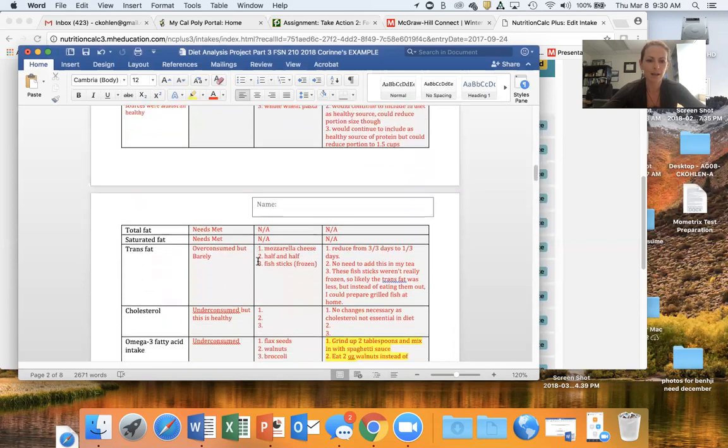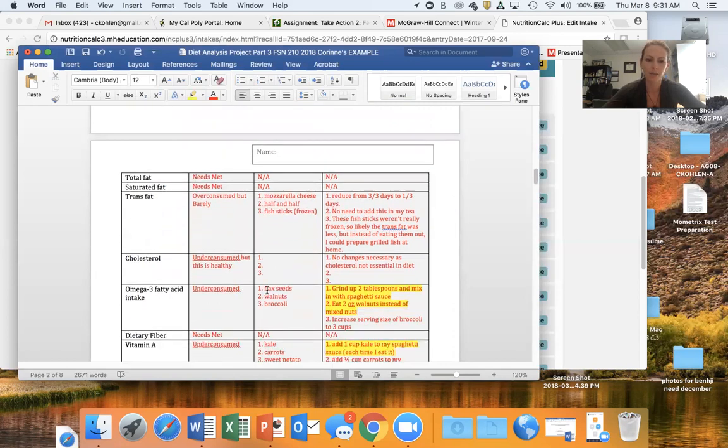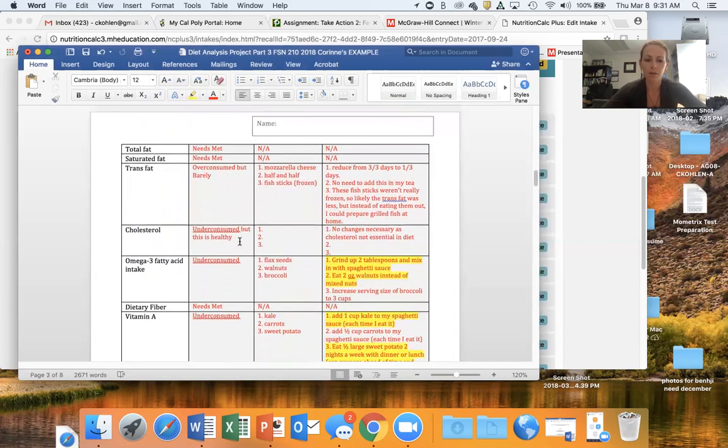Total fat, saturated fat, I met my needs. Trans fat, I did overconsume, but barely. So I wrote about it here. Although in my diet analysis, I entered fish sticks. I didn't actually eat fish sticks. I ate fish tacos with fried fish in them, but that was the closest thing I could find. So I don't know how accurate that was. Cholesterol, if you underconsume it, that is fine because we don't need excess of it, so you don't need to write anything about that.